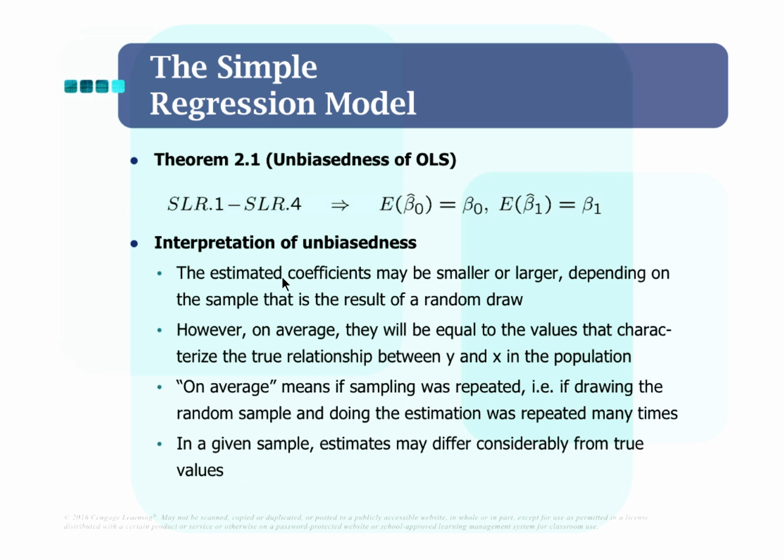Then we have a theorem that says that suppose we have the first four assumptions, SLR1 to SLR4, the four assumptions that we have mentioned, then the OLS estimators are unbiased. That is, the expectation of beta 0 hat equals beta 0, and the expectation of beta 1 hat equals beta 1, the true population parameters.